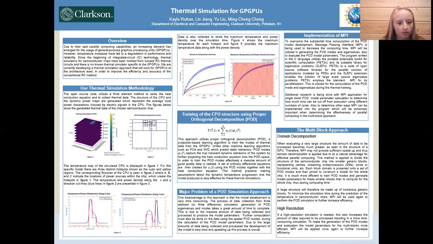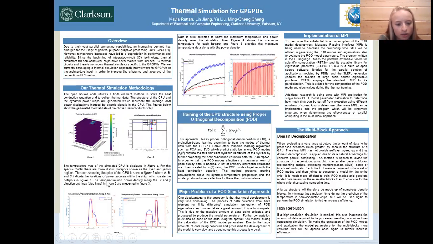The figures below show the generated thermal data of the chosen semiconductor chip. The temperature map of the simulated CPU is displayed here in Figure 1. You can see here we have blue and yellow regions. This is where the hotspots are located. In Figure 2 is the corresponding floor plan, where A, B, and C indicate the locations of the power sources within the chip, which create the hotspots here in Figure 1.